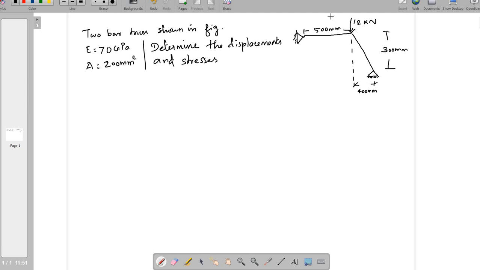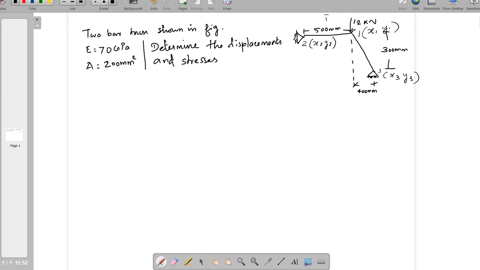So I am going to take the node point 1 here, and the coordinate x1, y1. Here the node point 2, so that the coordinate x2, y2. The node point 3, so the coordinate x3, y3.